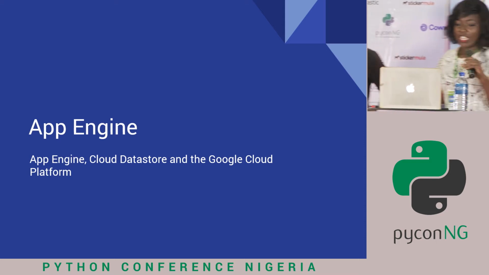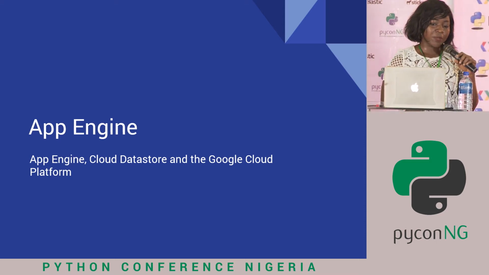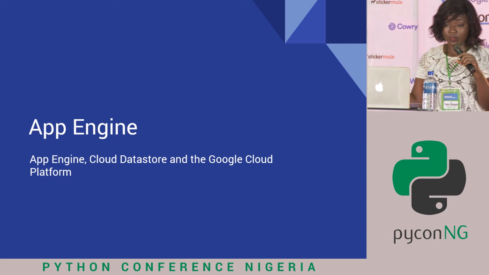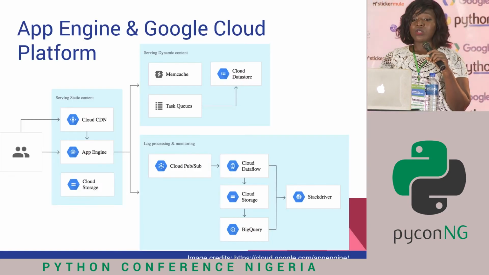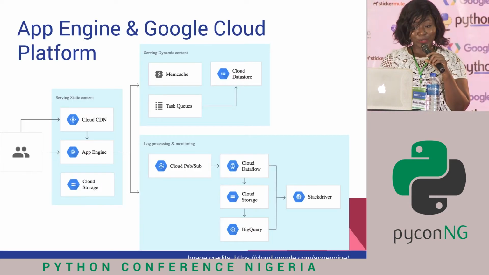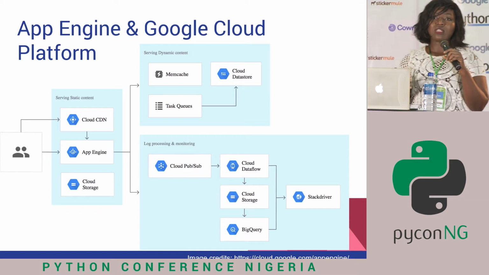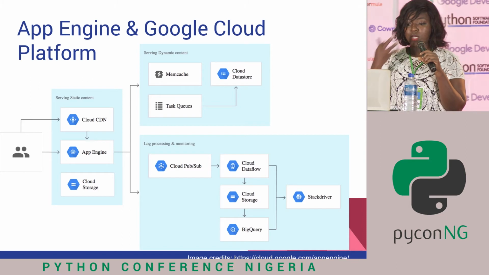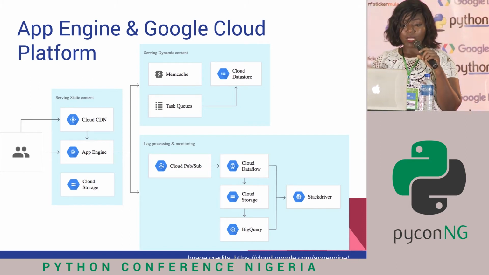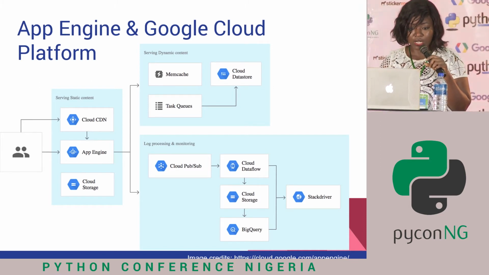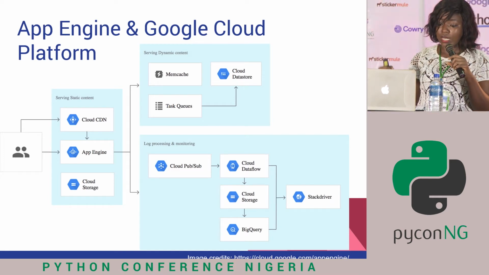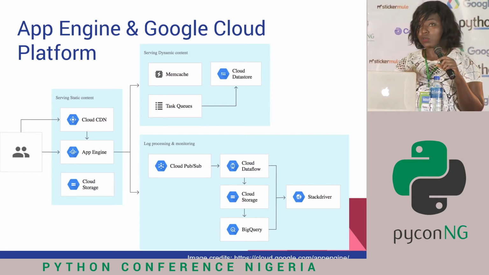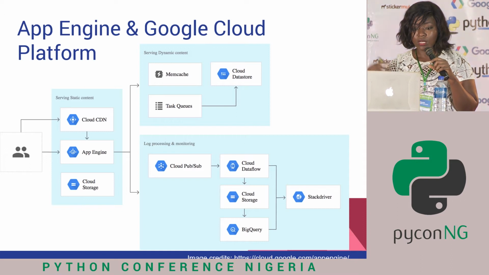All right. Okay, so I'll just continue with App Engine. Emmanuel has talked a bit on Flask. So, usually you wouldn't use App Engine alone. App Engine is under Google Cloud Platform, and Google Cloud Platform comes with a lot of things. So, I have a diagram here, but I will just quickly walk through what is on the diagram. So, we have the Cloud CDN, App Engine, Cloud Storage. I will talk about some of these things in the next few slides.